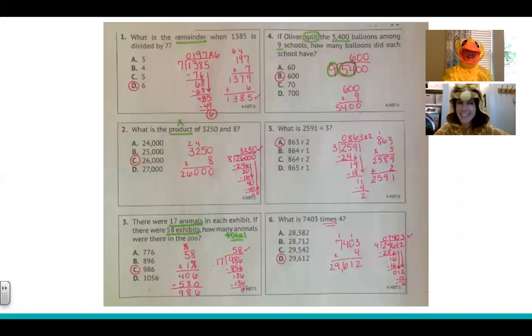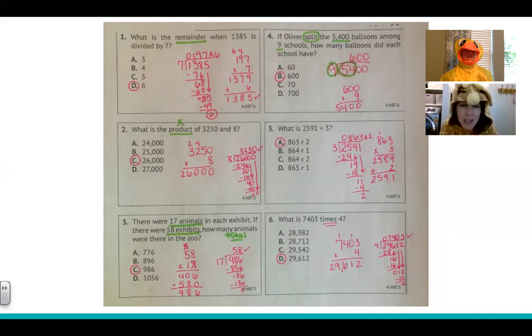And we're back. Here we are. Look at that. All that work that we did showing our work. Exactly. Now, hopefully you showed your work on notebook paper, but in order for us to share this with you, we put it on the paper. So hopefully you worked those out on the lines that you have. All right, number 1, what is the remainder when 1,385 is divided by 7?